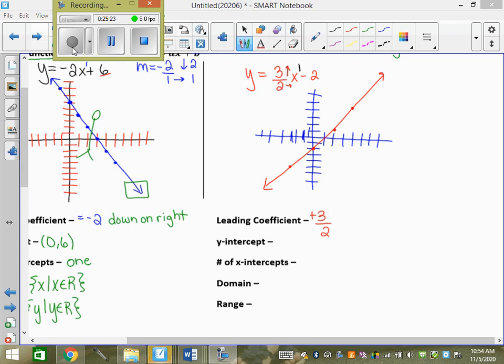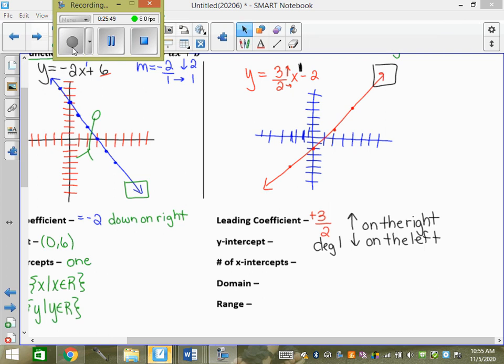Because the positive means that this graph is up on the right. And because it's a degree 1 function, I know it's down on the left. How do you know that? My leading coefficient tells me it's up on the right, and because it's a degree 1 function, I know it discos. So my arrow has to be down.